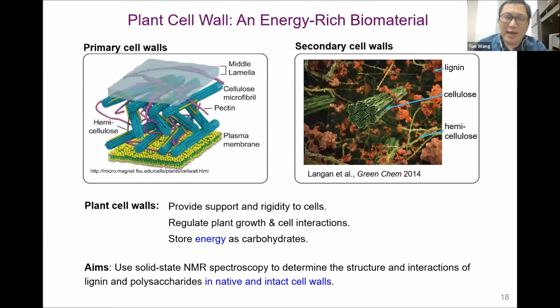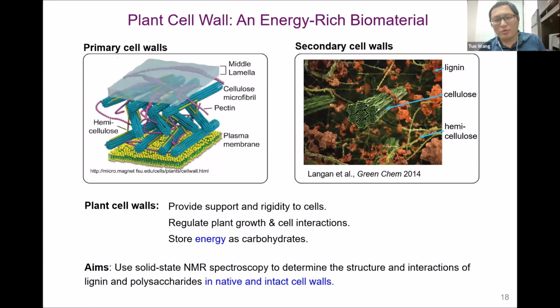So the plant cell wall is an energy-rich biomaterial that provides support and rigidity to the cell and regulates the plant growth. And this stores energy as carbohydrates. In the primary cell wall, the fast-growing part of the plant, we have cellulose microfibrils embedded in the matrix of polysaccharides called pectin and hemicellulose. In the secondary cell wall, the material part and the majority of plant biomass, we have the additional deposition of an aromatic polymer called lignin. The interactions between the aromatics and the carbohydrates make the cell wall resistant to enzymatic and chemical treatment. So they lock the energy in the system.